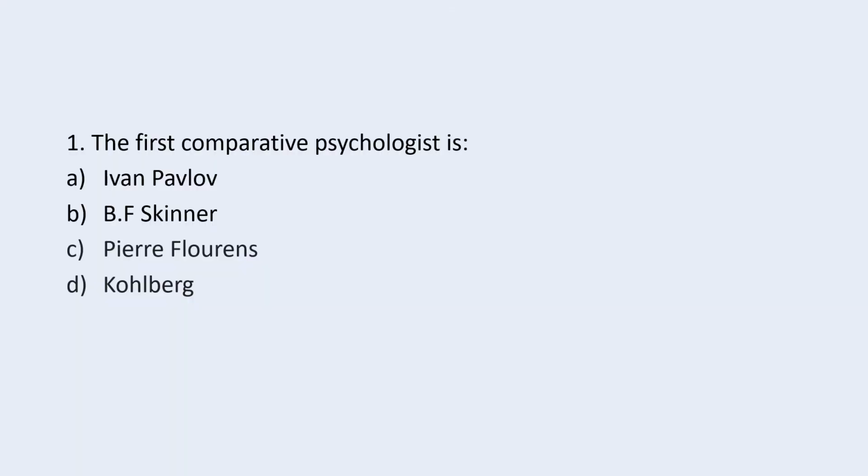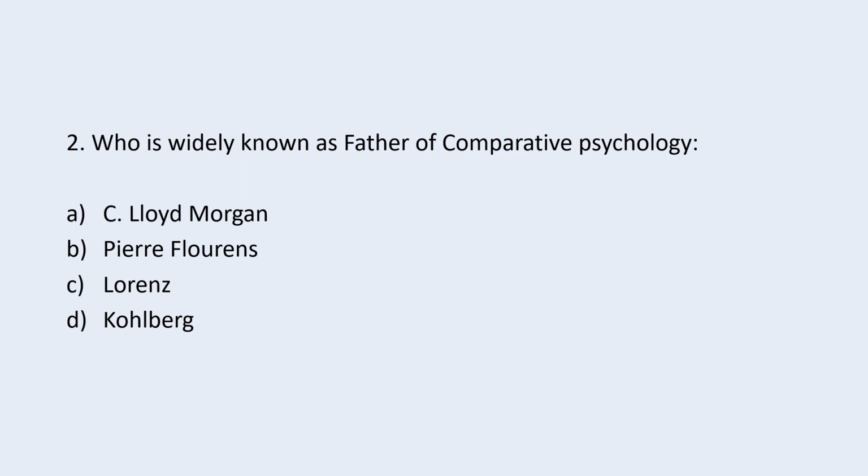One MCQ: the first comparative psychologist is Lorenz, who is widely known as the father of comparative psychology. The right option is A. C. Lloyd Morgan.